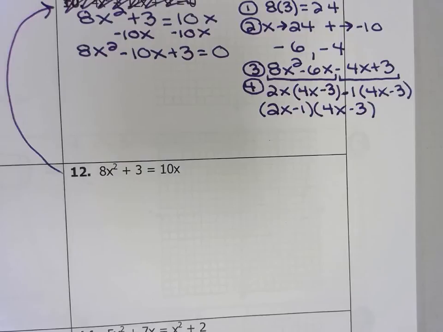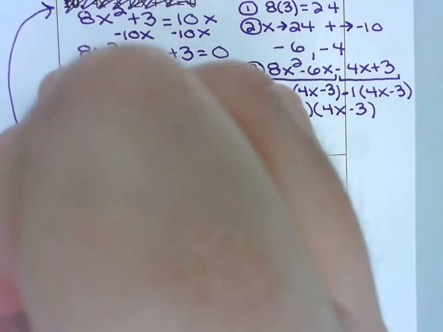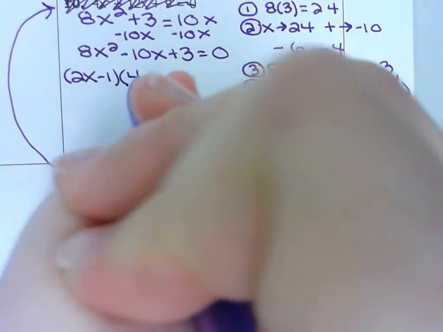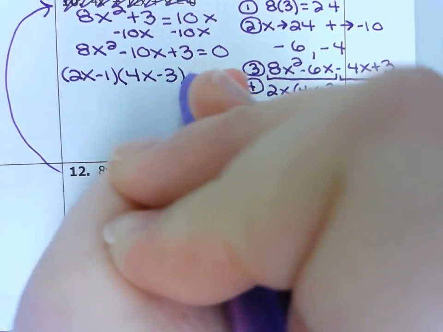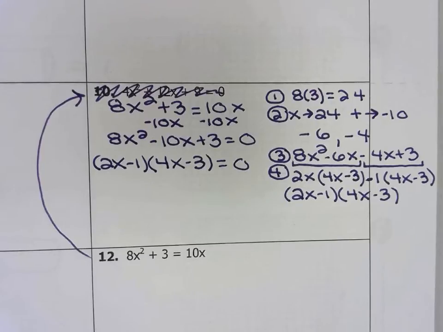Now, is this equation solved? No. All I did was factor it. So I'm going to go back up here, write my factored form right underneath it, and set it equal to 0. I like factoring to the side, and then once you get it factored, just put it in underneath.